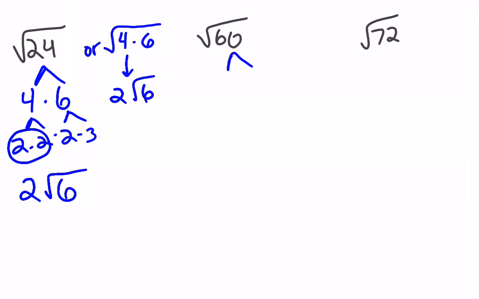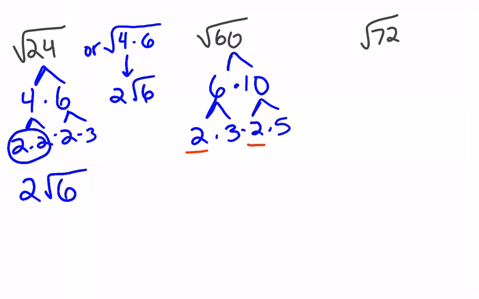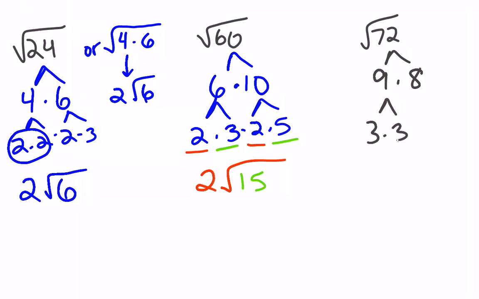Okay, 60. Let's do 6 and 10. That's probably what most of you will think about. And then I have 2 times 3. Notice I'm not worried about what order I'm putting the numbers or what factors. If I had done 15 and 4, I'd be getting the same thing. And then 2 and 5. I do have a pair of the same factors, which is going to be a 2 outside your square root. And then under the square root, I'm going to have 3 times 5, which would be 15.